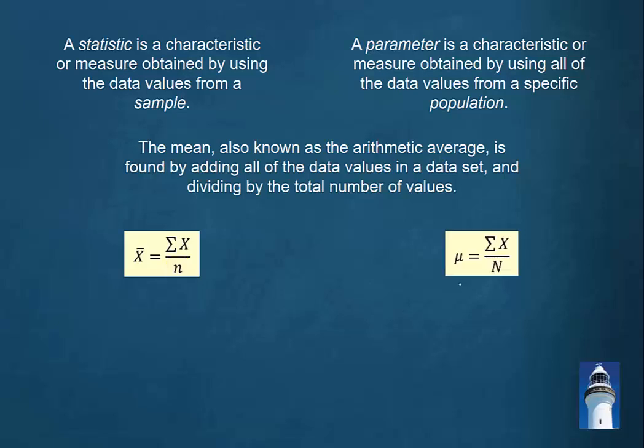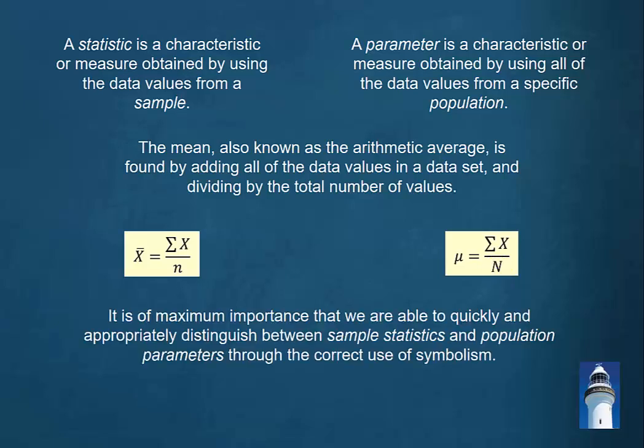Whenever we calculate a mean using all of the data from a population, we would use the symbol mu for population mean. Note that the formula is exactly the same. We would sum up all of the data values and then divide by the size of the data set. This time in the formula, we see the uppercase letter N, which is the symbol associated with the population size. It is of maximum importance that we are able to quickly and appropriately distinguish between sample statistics and population parameters through the correct use of symbolism.